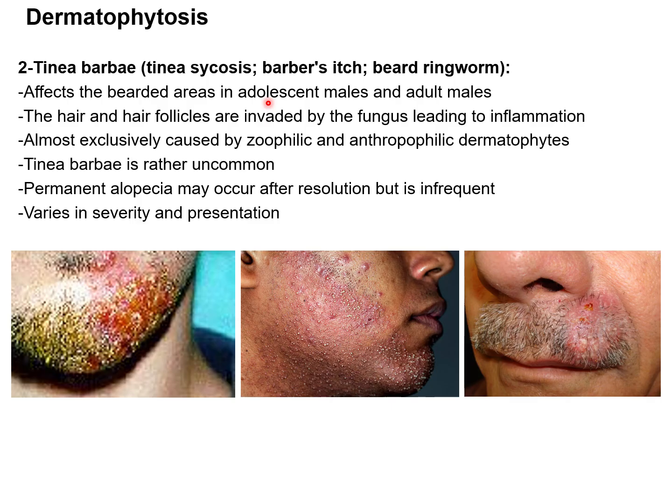It might manifest as rather superficial. It might go a little bit deeper. It might be circinate, as you can see here. If the hair follicle is invaded, that would still be protective of the organism from the serum inhibitory factor. If this happens, you might see a pustule or an abscess. Tinea barbae is mostly caused by zoophilic and anthropophilic dermatophytes.